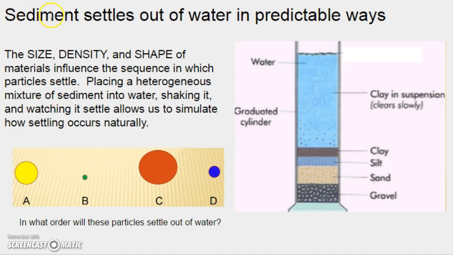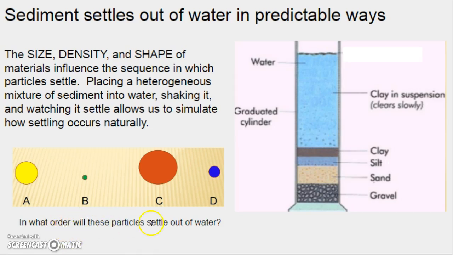We can apply that same concept of looking at sediment that settles out of water in predictable ways. The size, density, and shape of materials influence the sequence in which particles settle. Placing a heterogeneous mixture of sediment into water, shaking it and watching it settle allows us to naturally simulate how settling occurs. So if I have this container, I've got the sediment in here, and I shake it up or agitate it, it's going to settle down from gravel to sand to silt to clay. And eventually the clay in suspension will slowly settle to the top.